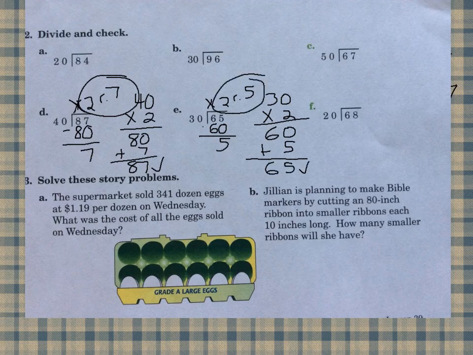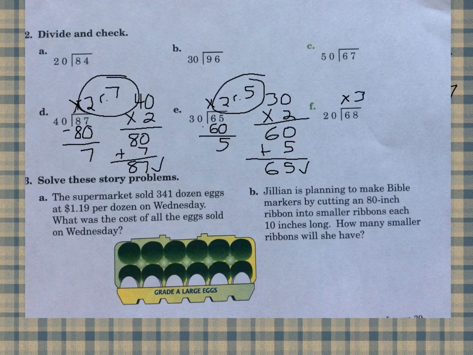All right, F. 68 divided by 20. 20 does not go into 6. 20 does go into 68. To figure out how many times, let's cover up our 0, and our 8, and ask ourselves, how many times does 2 go into 6? 2 goes into 6 3 times. So we'll put a 3 here.